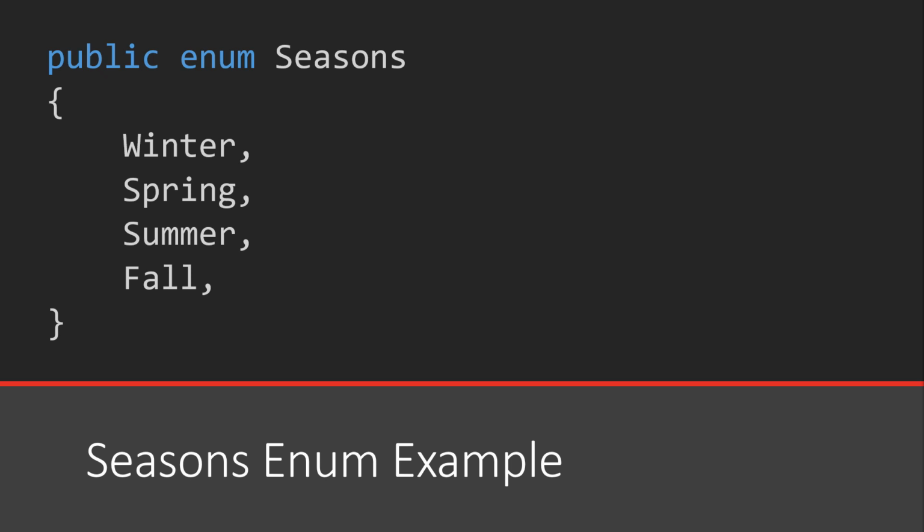The definition for this enum looks a lot like a class or struct in C#. It's a structure common to the type definitions. So you'll notice an access modifier, the keyword enum, and the name of the enum. Inside the type, we can see each of our named values in the set: winter, spring, summer, and fall.